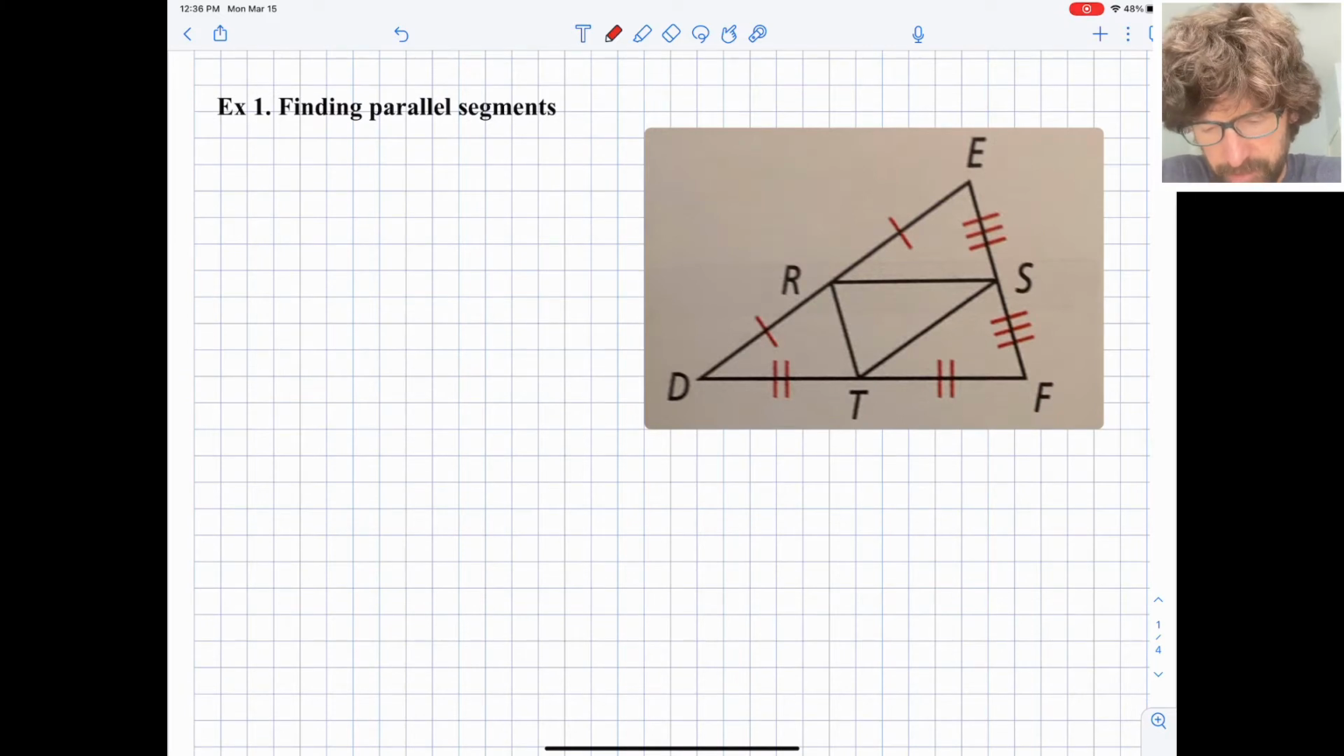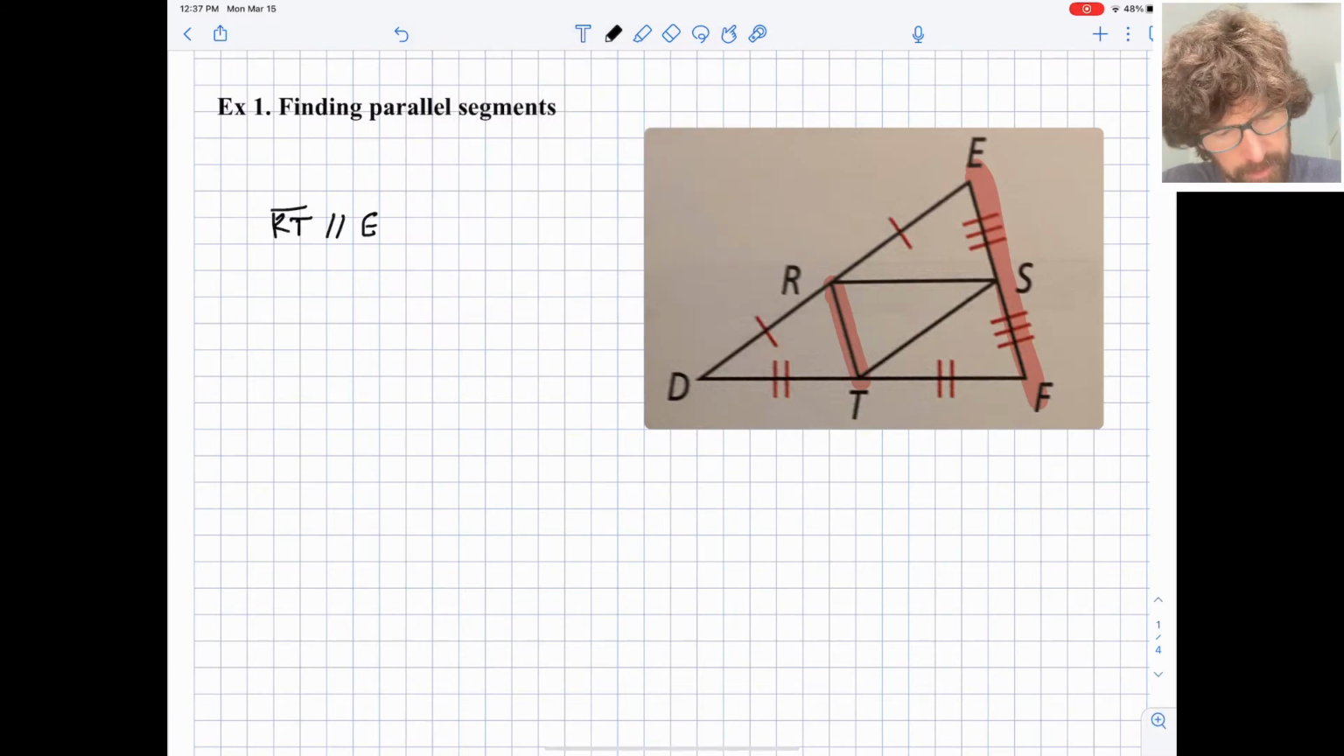First, I have a triangle with three midsegments all drawn in, and we know they're midsegments because we're given these congruency marks. Our task is to list out all possible segments that are parallel. I'll try to color coordinate a little bit. Let's work with RT first. RT is going to be parallel to and half the length of EF. So let's write that down. RT is parallel to EF.